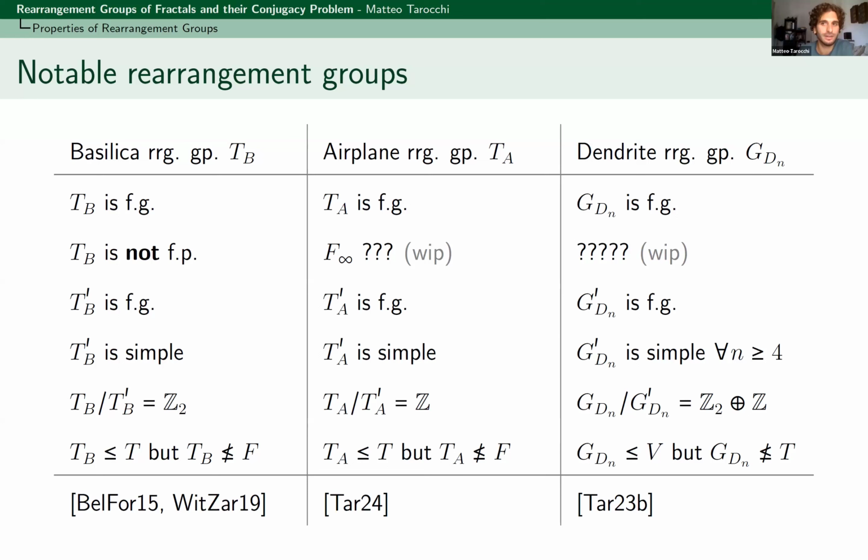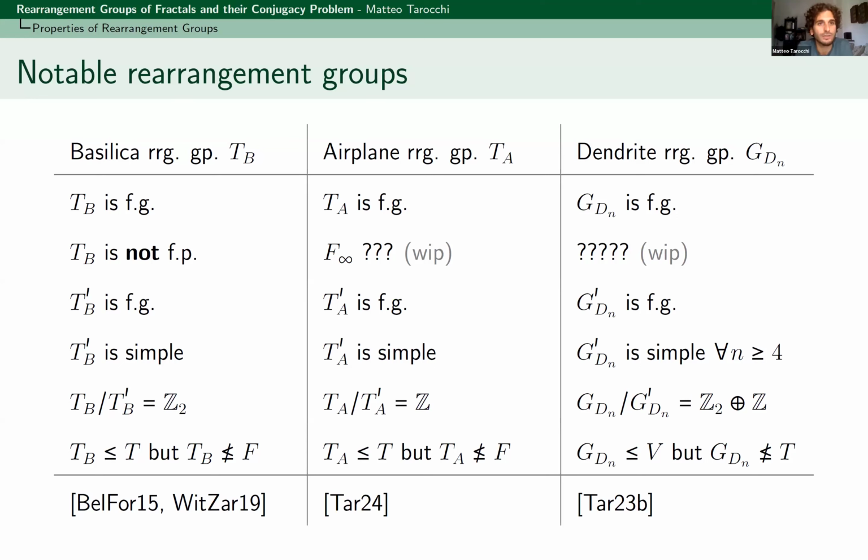This does not mean that rearrangement groups are always finitely generated. It is not too hard to build rearrangement groups that are not finitely generated. But of course, we mostly care about finitely generated groups in geometric group theory. So we often study those that are finitely generated, right? And it's not hard to find finitely generated rearrangement groups in general.